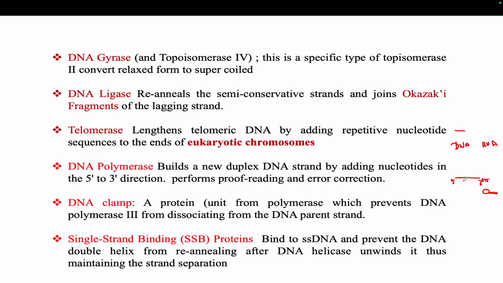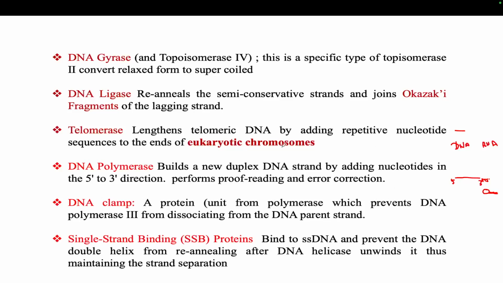Okay, so this is the function of telomerase, to maintain the telomere length. After a certain time, the telomeric length decreases while replication happens. So to maintain that length, telomerase does its function, and telomerase is a kind of RNA-dependent DNA polymerase. It is only required in the case of the eukaryotic chromosome.